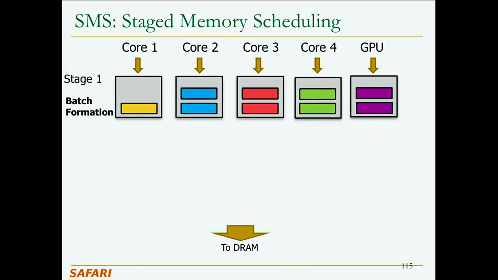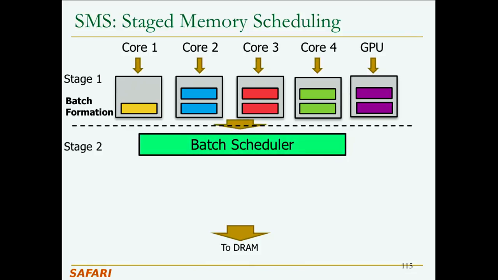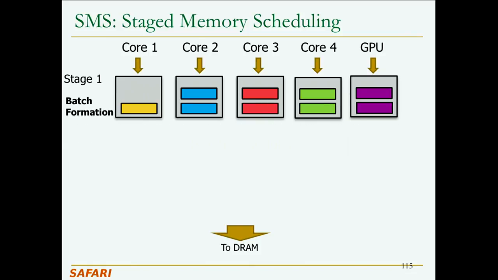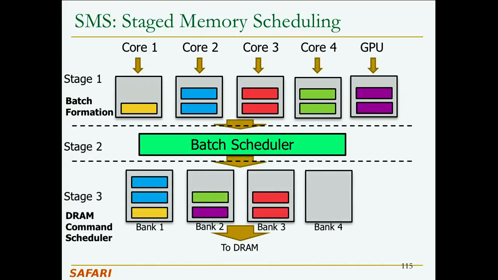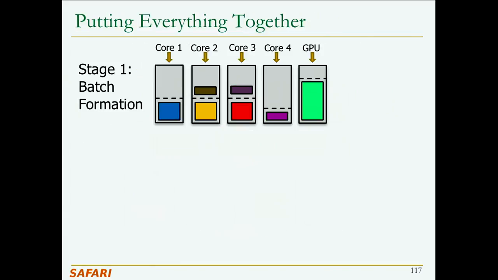So what's the key idea of staged memory scheduling? Basically have per-core, or per group of cores, queues, and form batches. I don't show the batches here, but basically you combine requests that go to the same row buffer. So this is going to have a large batch, for example, because GPUs tend to generate a lot of requests that are streaming, right? The next step is the batch scheduler, and the next step is the very simple DRAM command scheduler.